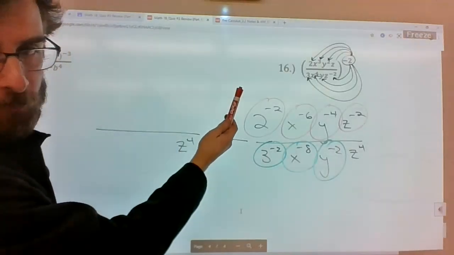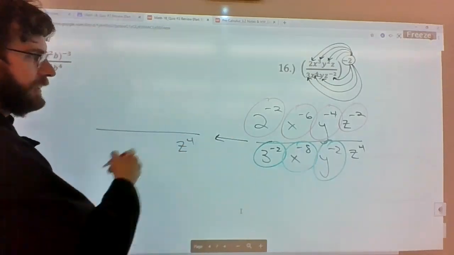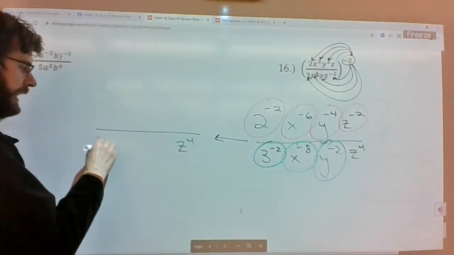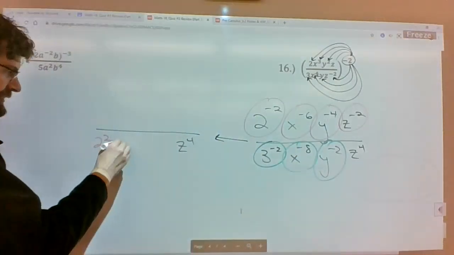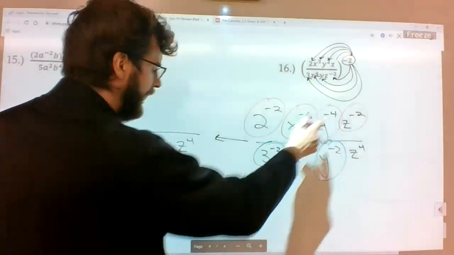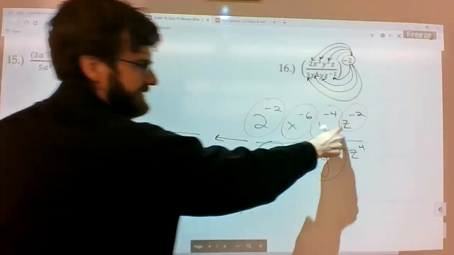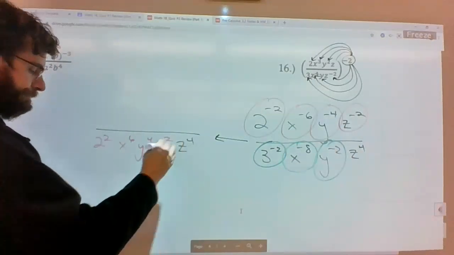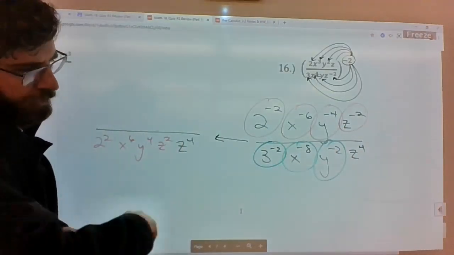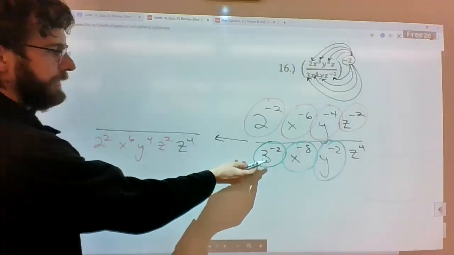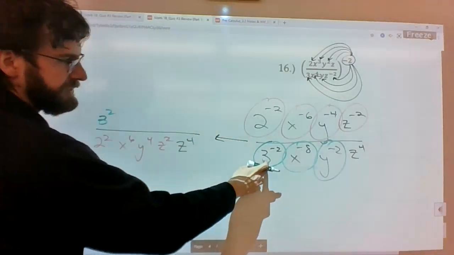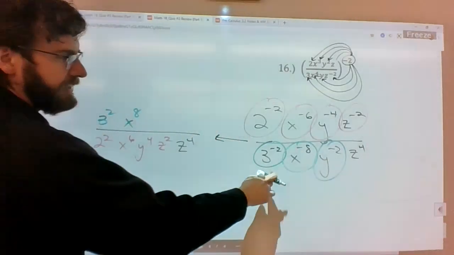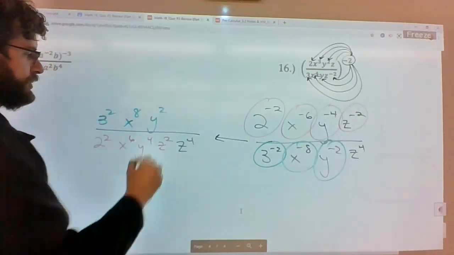All right, the top reds become bottom reds. So it's going to be 2 to the +2 on bottom. X to the +6 on bottom. y to the positive 4 on the bottom, z to the positive 2 on the bottom. And then the greens that were in the bottom become 3 to the positive 2 on top, x to the positive 8 on top, y to the positive 2 up top.